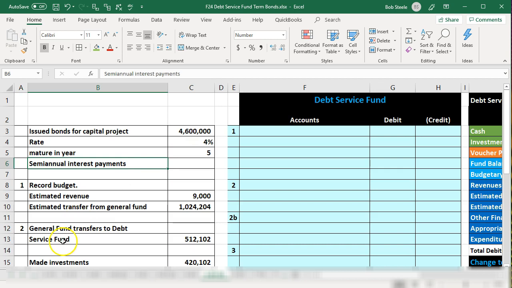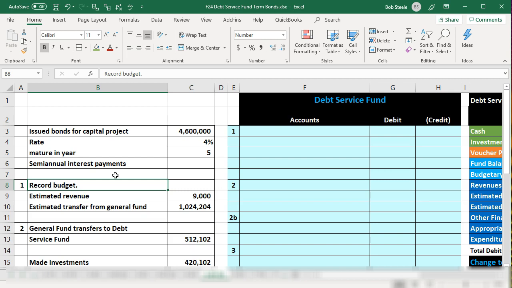Let's go to the left and see the information we have. We're going to say that we're issuing bonds for a capital project. That's just going to be the amount. Then we have the rate, 4%, mature in 5 years. They're going to be paid interest semi-annually. Okay, so first we're going to start off with the budgetary information.